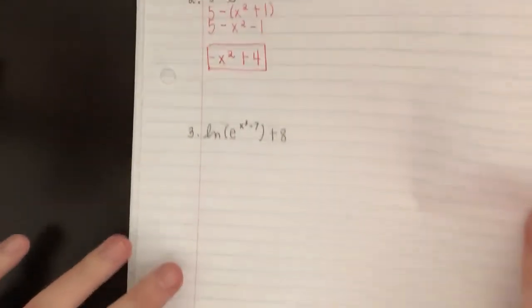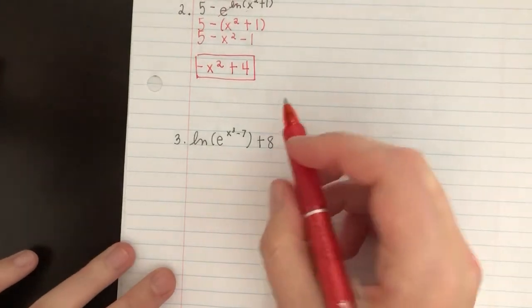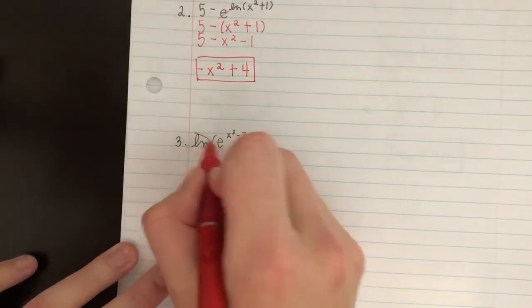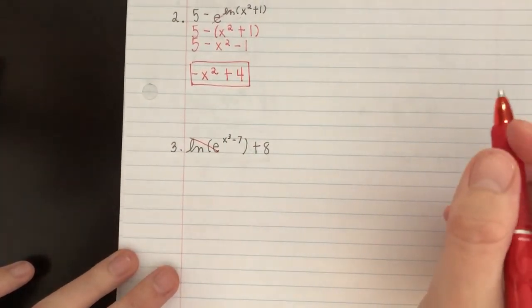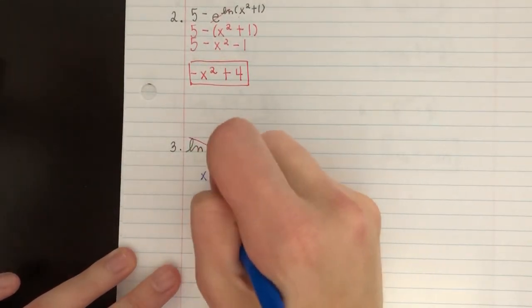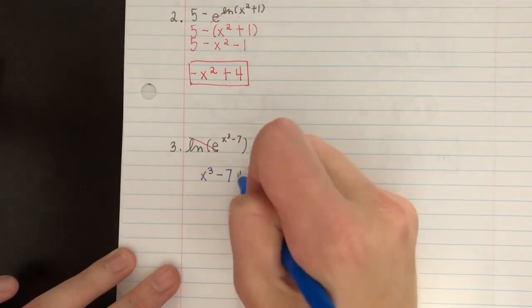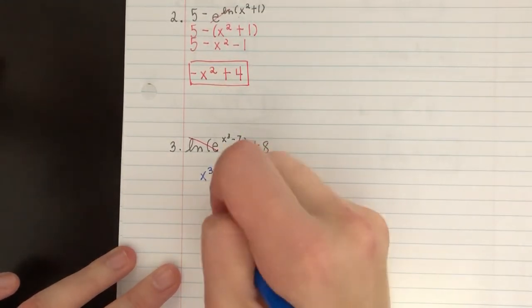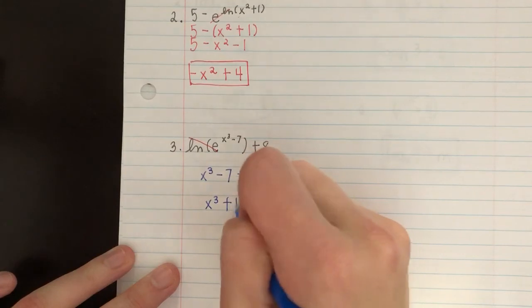Okay, and then last but not least, here, ln of e, those undo each other, and so then you would have x to the 3rd minus 7 plus 8. Cleaning this up, you'd have x to the 3rd plus 1.